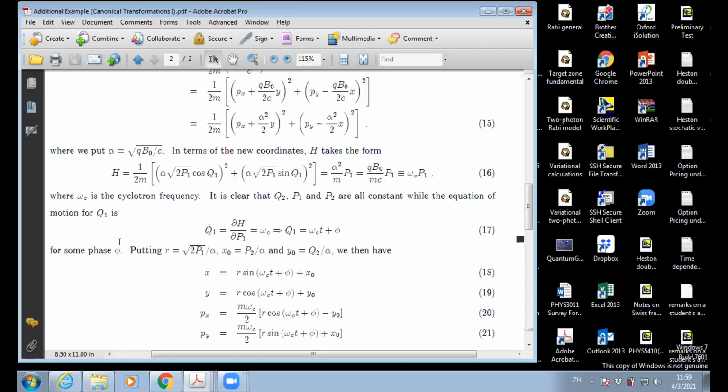So in your coming homework, the questions will cover the generating functions and canonical transformations. So you have to work out the details. Any questions up to now?